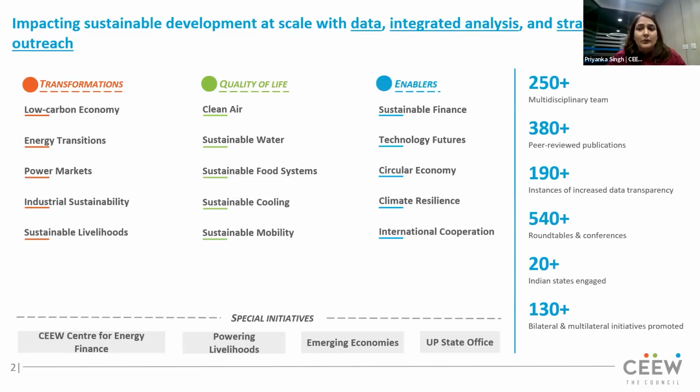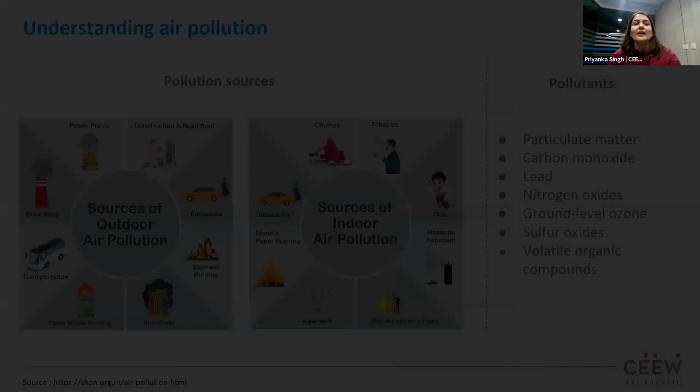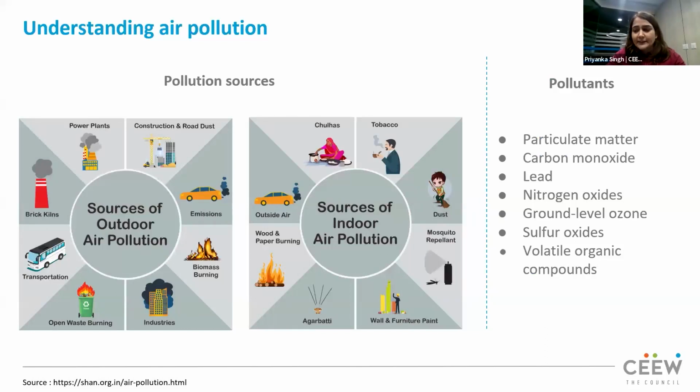We are a team of almost 300 now. This 250 plus means we are somewhere around 270. It's a multidisciplinary team, and our work is available in the form of peer-reviewed publications. We have a huge presence in multiple conferences and roundtables. There are 4 special initiatives that our organization has, placed at the bottom, one of which is called CEEW Center for Energy Finance. We have Powering Livelihoods, we have Emerging Economies, and we also have a specific UP state office, which is our project office. Now, moving forward, let us understand what air pollution is.